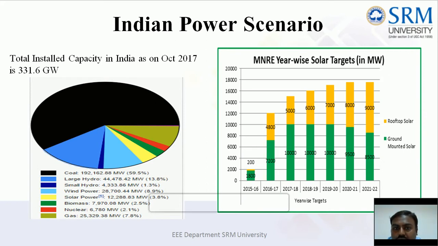In India, we have a separate ministry which encourages renewable energy resources deployment. We also have the National Institute of Solar Energy, NISE, which encourages investments in solar. In India, the total installed capacity as of October 2017 is 3,31,000 megawatt, out of which the contribution by solar power is nearly 3.8%, which is 12 gigawatt.